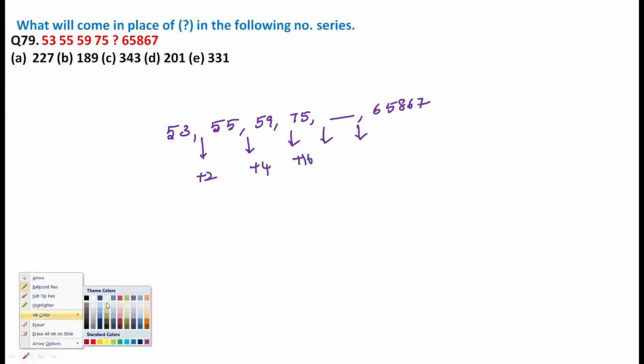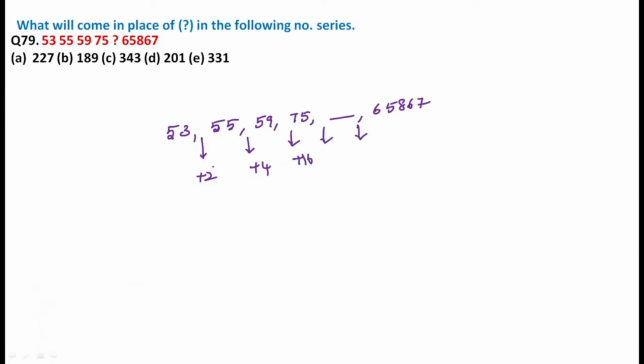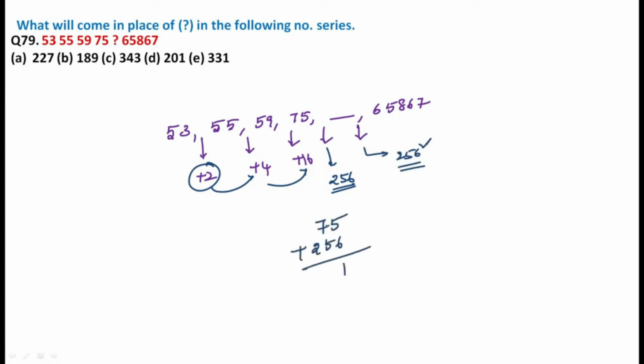Did you observe anything, guys, for this logic? It's a 2. 2 squared is 4, 4 squared is 16. Definitely the next value is 16 squared, which is 256. Now the next value you need to add is 256. The answer is 75 plus 256, so 5 plus 6 is 11, 7 plus 5 plus 1 is 13, and the answer is 331. That's the logic, guys.